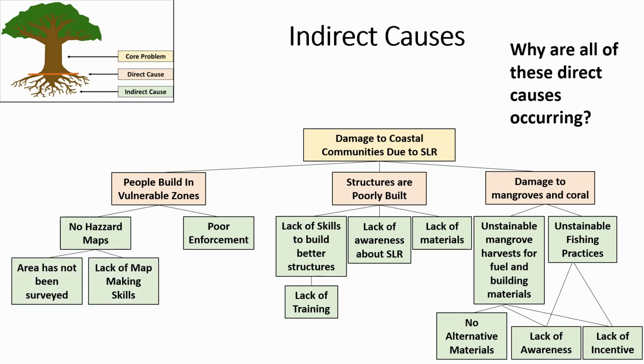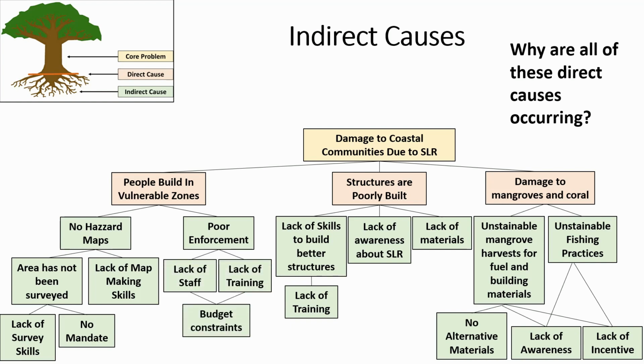So let's look at both of these and figure out why. Why are there no hazard maps? Well, because it turns out the area has not been surveyed. And there's a lack of map making skills. So in both of these cases, there's potential entry points for project activities. We can survey the area, right? We can do that with our project, but we can also do technical skills development or capacity development for a lack of map making skills. Why has the area not been surveyed? Well, there's no survey skills, or maybe there's no mandate to conduct a survey. So again, these are things that we could address with our project.